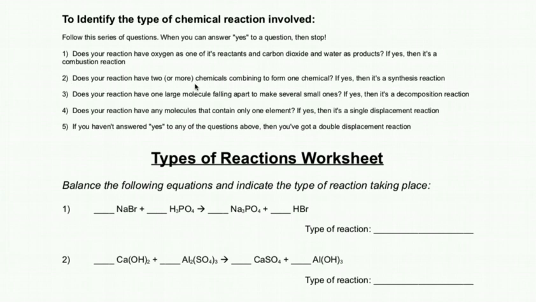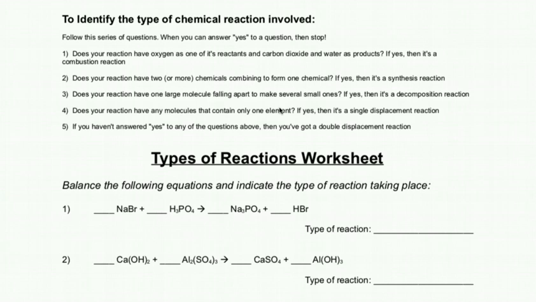Okay, 2, if your reaction has 2 or more chemicals, they combine and make one chemical, right? Makes one product. You have a synthesis reaction. 3, does your reaction have one large molecule breaking apart, falling apart into lots of little ones? Then you have a decomposition reaction. 4, if one element comes in, displaces, and then you have one element coming out, then you know it's a single displacement reaction.